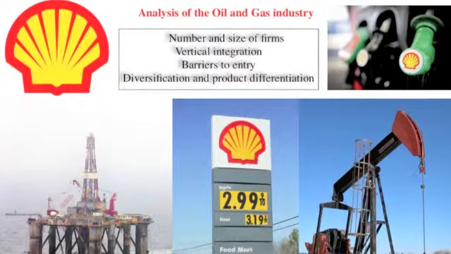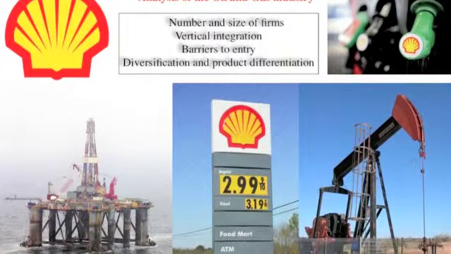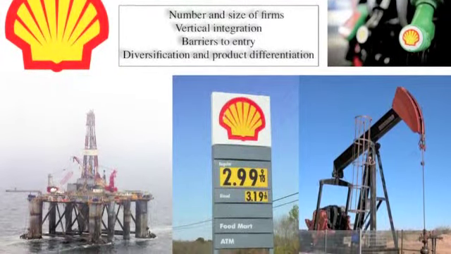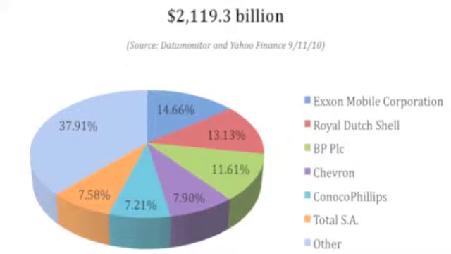First, we want to make an analysis of the oil and gas industry. The oil and gas market consists of activities of exploration, development, production, refining, storage, transport and marketing of oil and gas. We use elements of the structure-conduct-performance paradigm to profile the industry. This involves the number and size of firms, the level of vertical integration, barriers to entry, and finally, diversification and product differentiation. The six major companies had 62% of total market revenue in 2009.